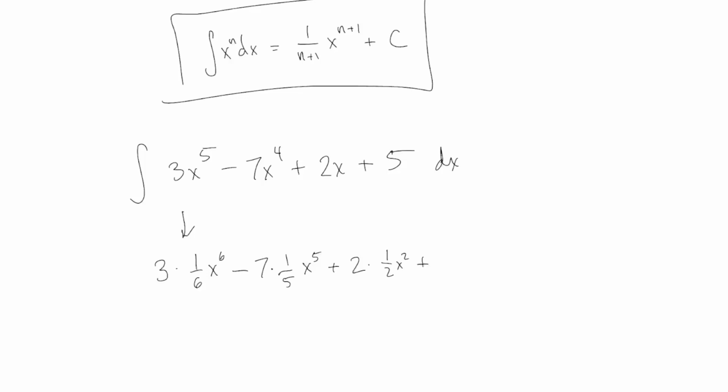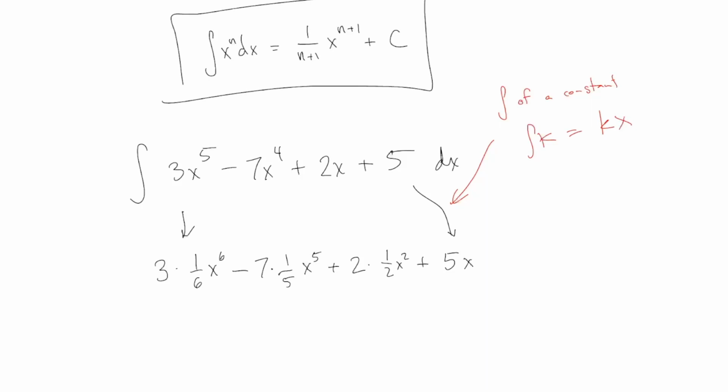Yeah, 5x. So I hope you remember what's going on here. This is the integral of a constant. Something like the integral of k is just k times x. So in that case, it was 5, and you just get 5 times x.